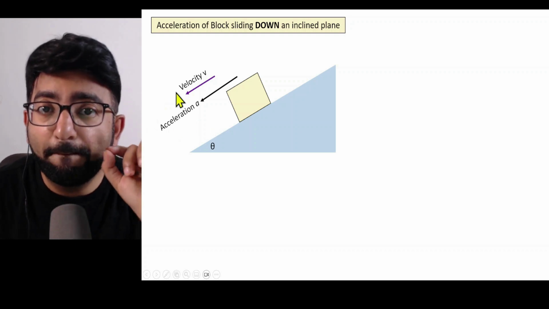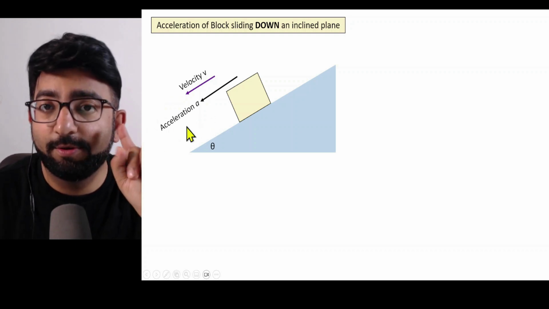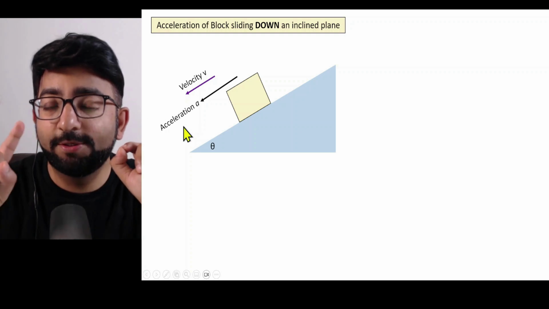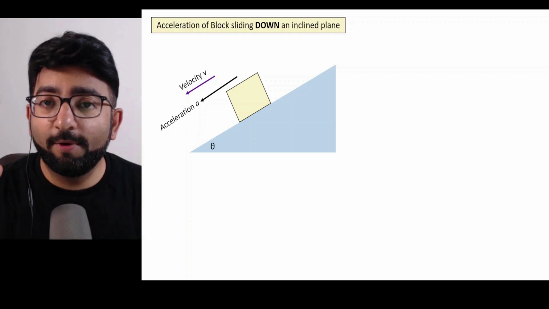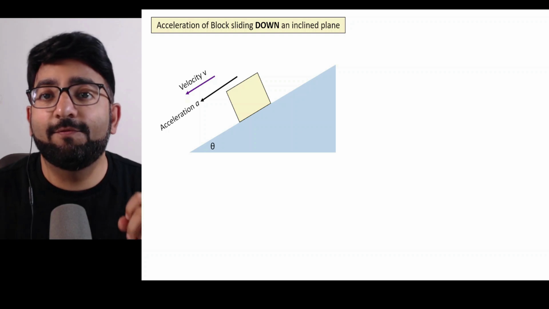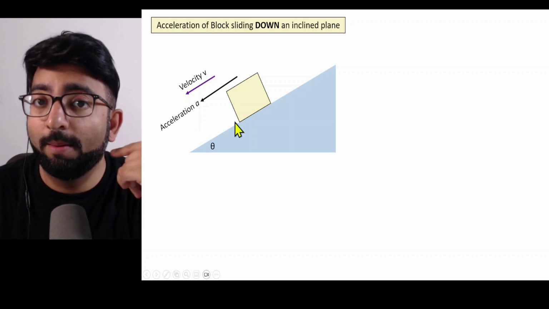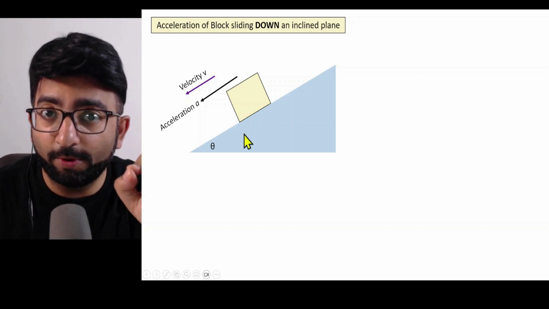So how do we find the magnitude of the acceleration? We use Newton's second law, F is equal to m into a. So step one is to identify what is the net force which is acting on this block. Before that, we need to draw the free body diagram.